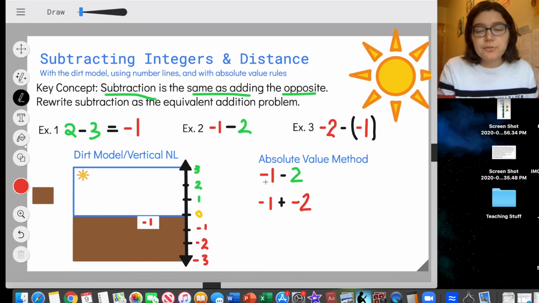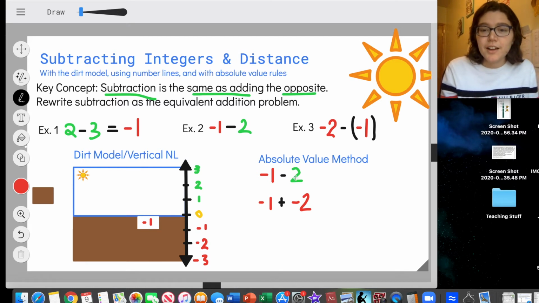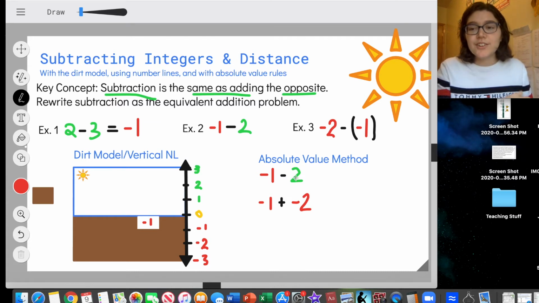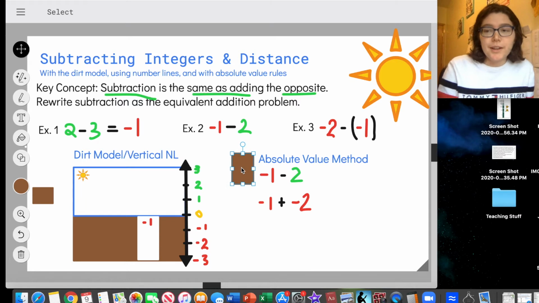Okay, so if I look first at negative 1 minus 2, what does that mean? Well, that means that I have a hole in the ground that's 1 unit deep. That's the negative 1. And then I need to subtract positive 2. So in my picture, positive 2 means dirt, right? It's like a pile of dirt that's 2 units high. Subtraction means to get rid of or to take away. So in my picture, I'm going to grab 2 units of dirt and take it away.